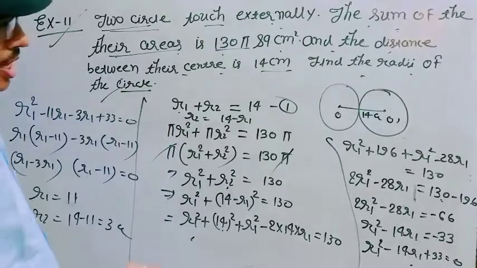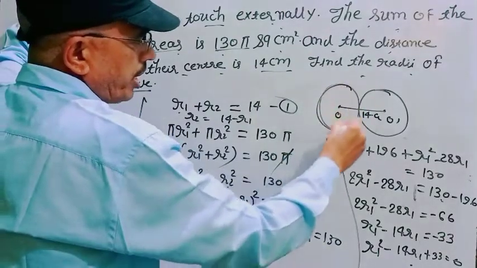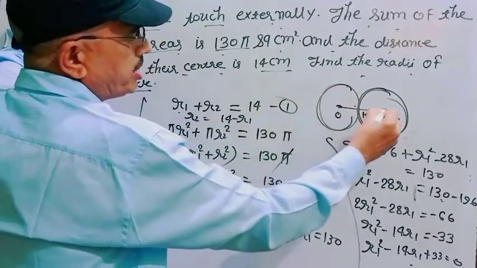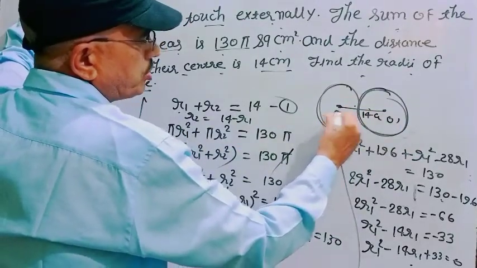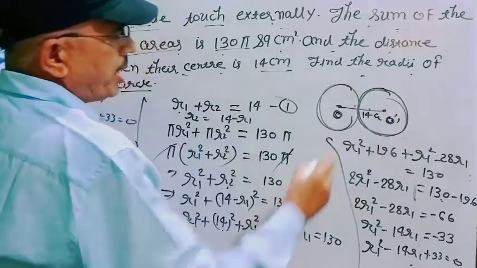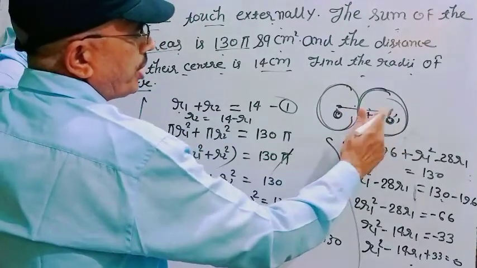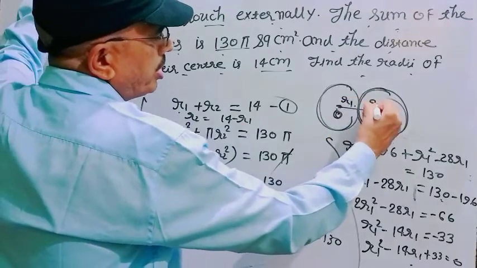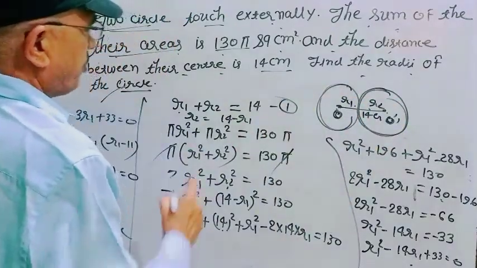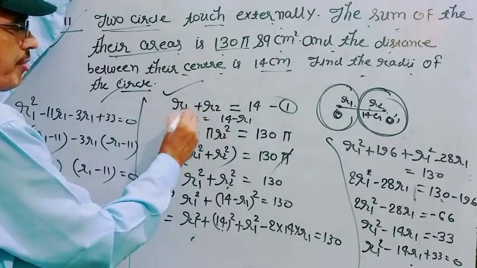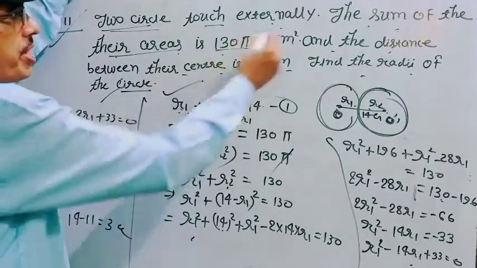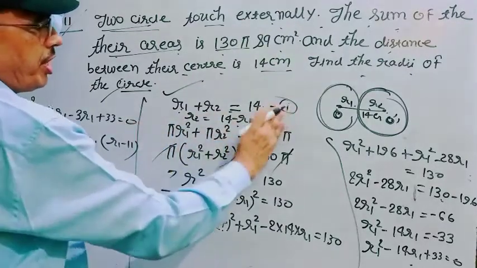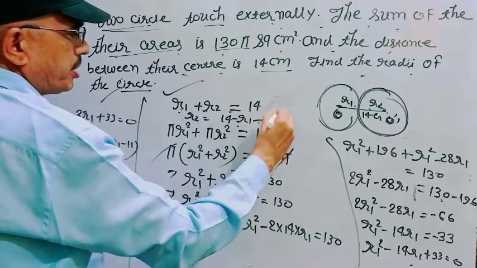Here the conditions are given: there are two circles and both circles touch externally, and the distance between their centers, suppose the centers are O and O dash, is 14 cm. This radius is R1 and this radius is R2. So what is the first condition? That is R1 plus R2 is 14. It is given in your question. So what is R2? This is 14 minus R1. You write it as the first equation.